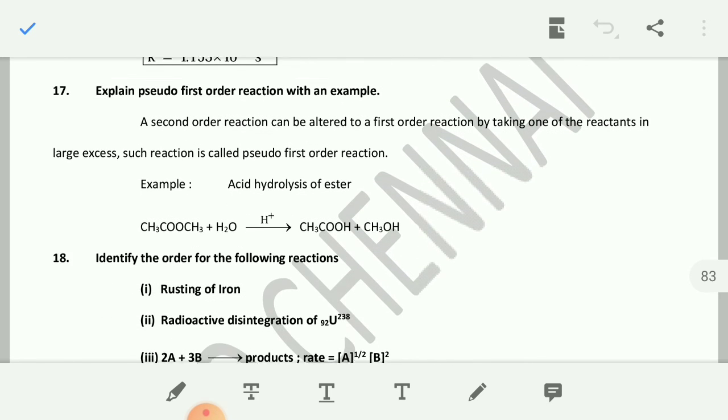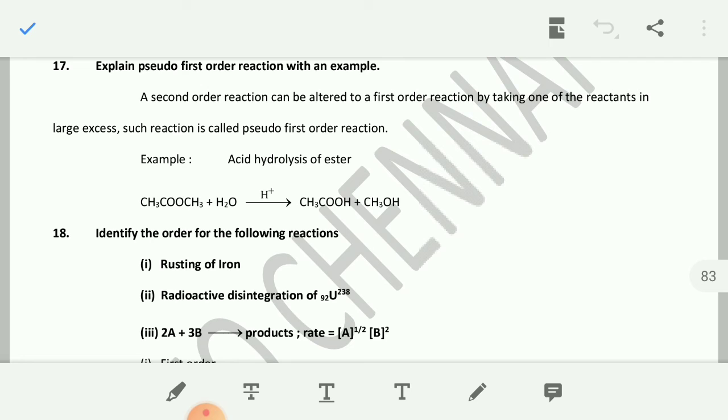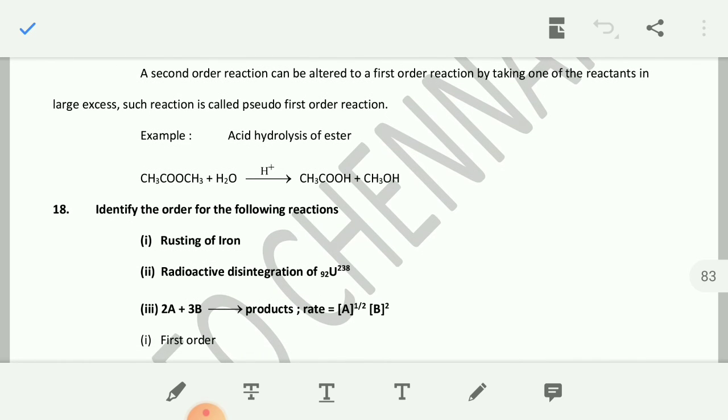Pseudo first order reaction: a second order reaction can be altered to a first order reaction by taking one of the reactants in large excess. Such a reaction is called a pseudo first order reaction. Example, acid hydrolysis of ester: CH3COOCH3 plus water, with H plus catalyst, gives CH3COOH plus CH3OH. CH3COOH is acetic acid, CH3OH is methanol.